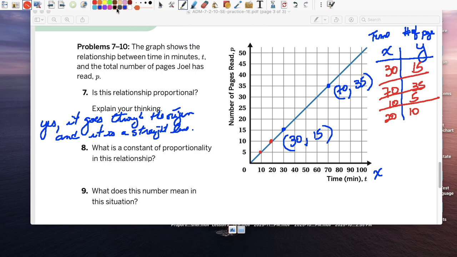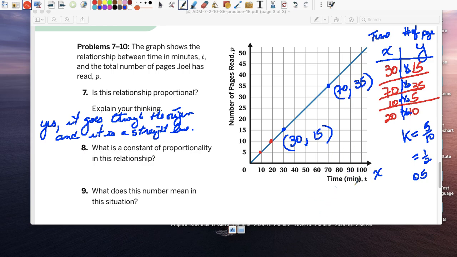Yeah. You pick any of these ordered pairs, 20 and 10, 10 and 5, 70 and 35, 30 and 15. Pick one of them. Let's pick the easy one, 10 and 5. So we divide 5 divided by 10, and we get that the constant of proportionality is a half, or if you wrote it as a decimal, 0.5. So I can go back here and just fill it in. Times a half, times a half, times a half, times a half.